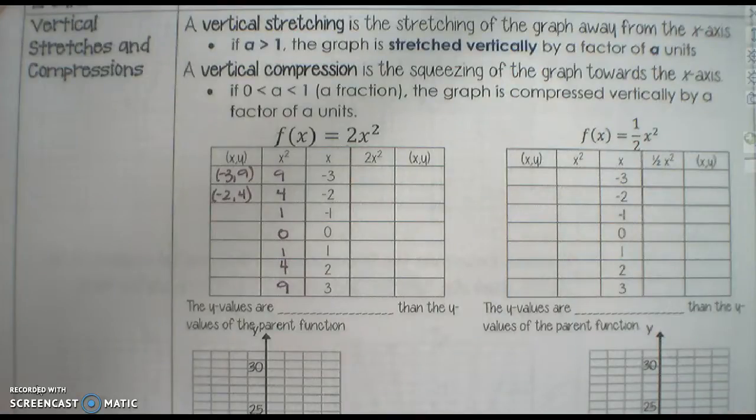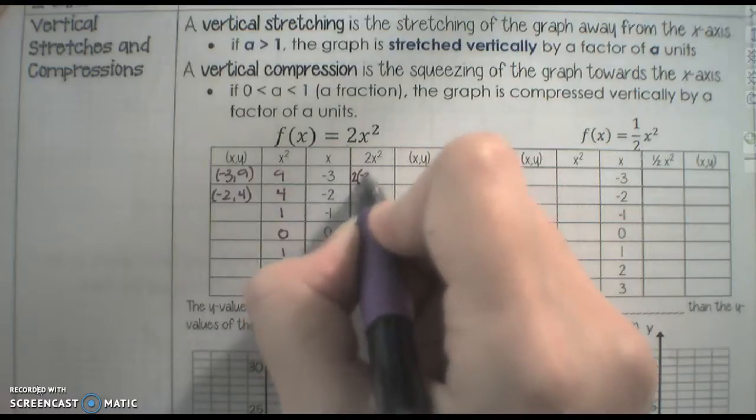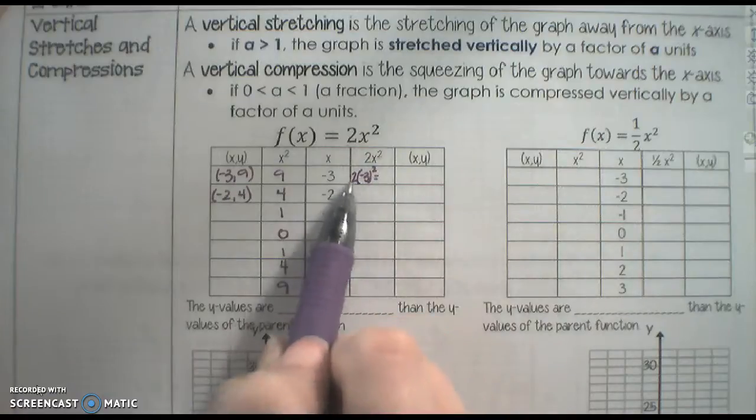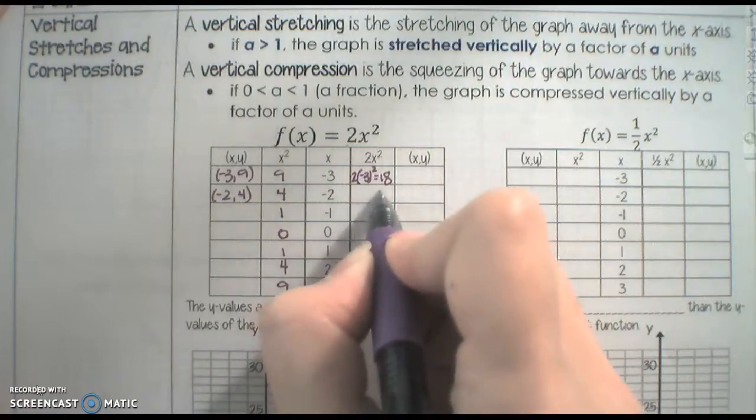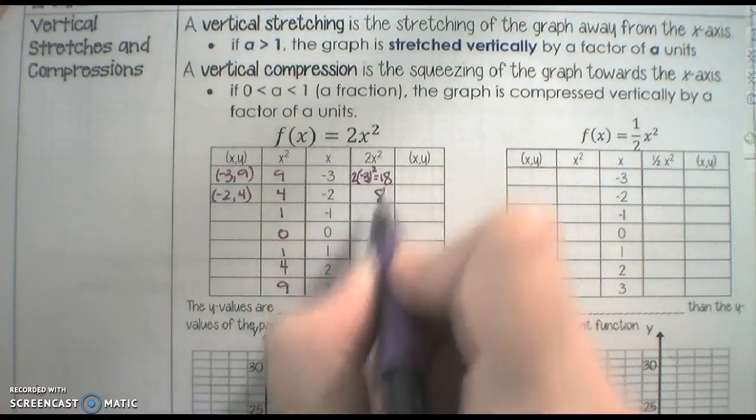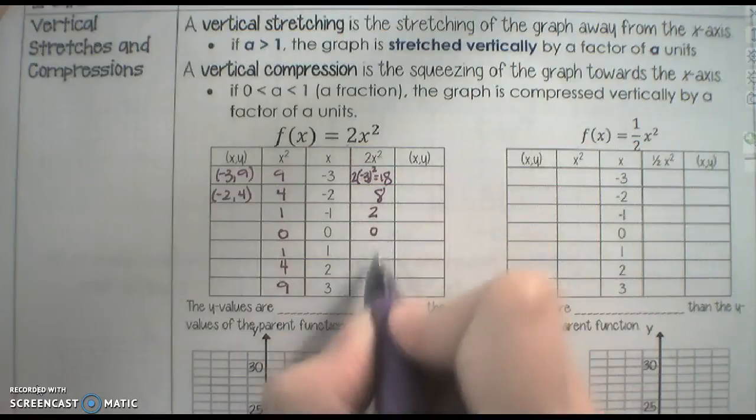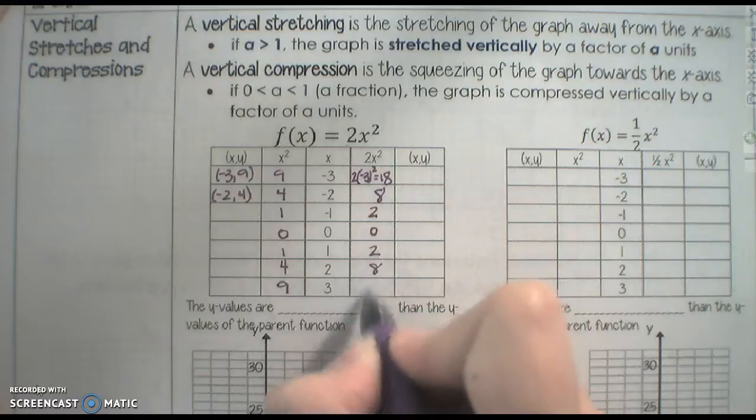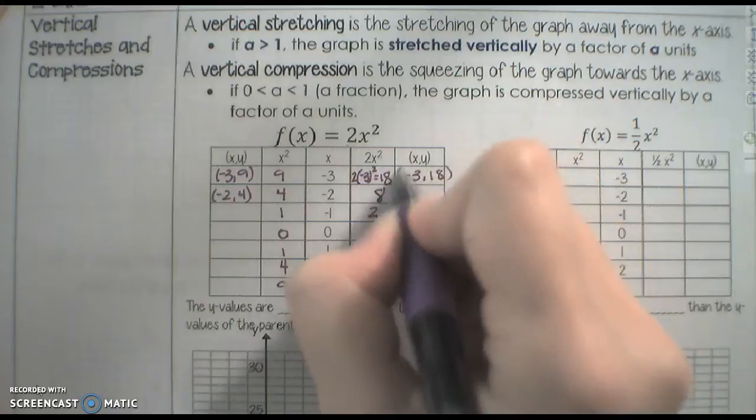So what's going to happen when we have something like 2x squared? Well, our first step is going to be to square our number, so squaring negative 3 and then multiplying it by 2. So negative 3 squared is 9 times 2 is 18. And then negative 2 squared is 4 times 2 is 8. Negative 1 squared, 1 times 2 is 2. And then 0 squared times 2 is 0. 1 squared times 2, 2. 8, 18. So take a look at what happened to our coordinates.